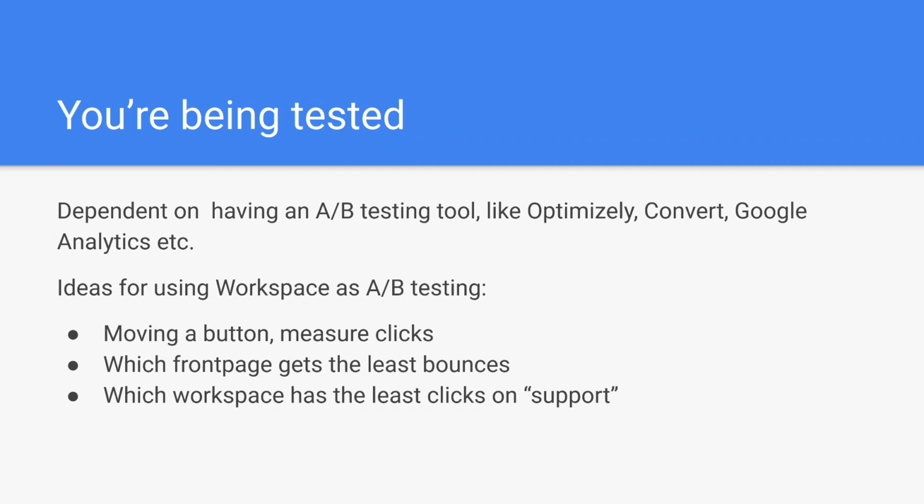So if you have a tool like Optimizely, Convert, even if you just have Google Analytics, you can tag your analytics to have the current workspace that you're in, and then you can make decisions based on that. So if you wanted to move a button, edit the block in the testing workspace, and then have that delivered to 50% of your users. See which front page has the least people navigating away. See which workspace has the least clicks on support, meaning that maybe that workspace has better, more targeted information than your live workspace.